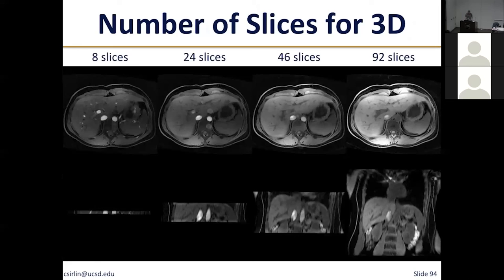At any rate, why is this important? This is important because if someone can't hold their breath, or if for some reason you want very high temporal resolution imaging, one way of getting higher temporal resolution imaging is to decrease the number of slices. So 46 slices takes half as much time as 92 slices. 24 slices takes about half of 46 slices, and 8 slices takes one third as much time as 24 slices. So you might want to decrease the number of slices to decrease the acquisition time, but just be aware that when you decrease the number of slices, you're decreasing the SNR.